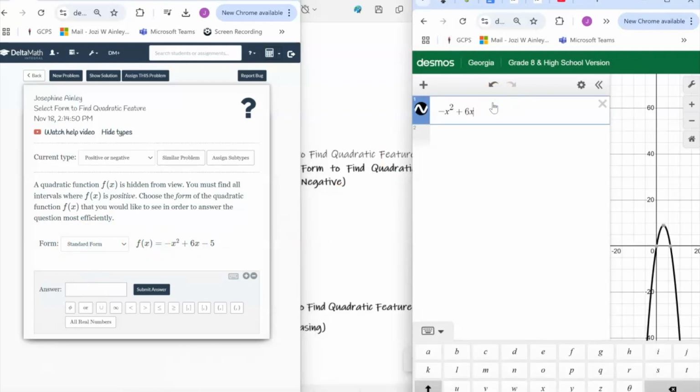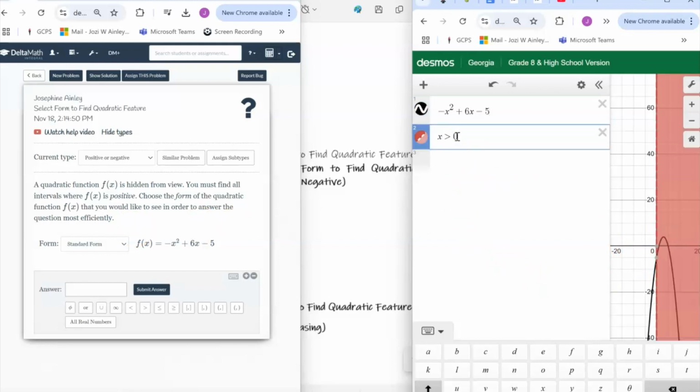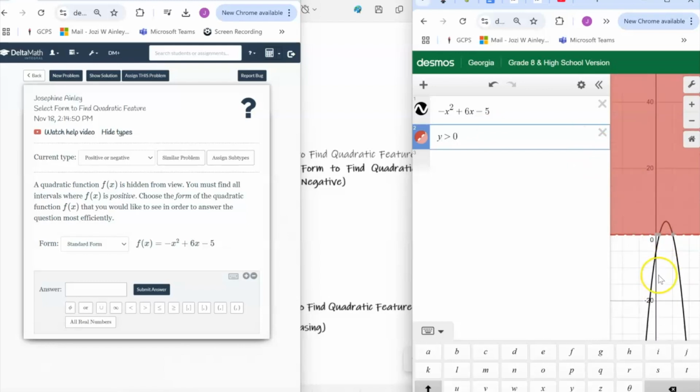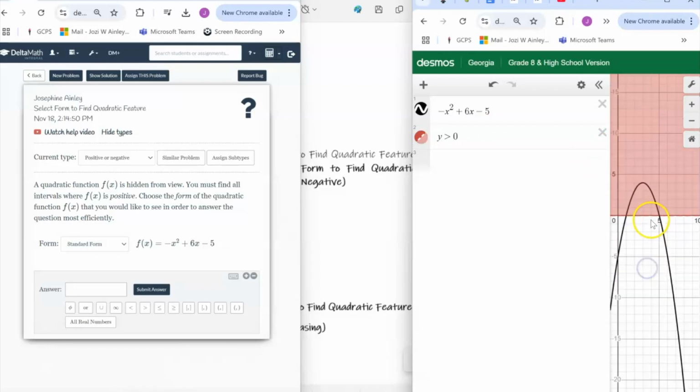So this is what we have in the calculator. All right, so the question is, when is it positive? That means it's above the x-axis. What does that relate to? So y is greater than 0. Sorry, not x, I apologize. Y. All right, so above the x-axis. What part of this graph is above the x-axis?